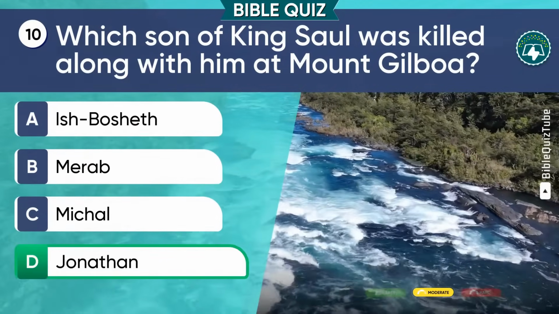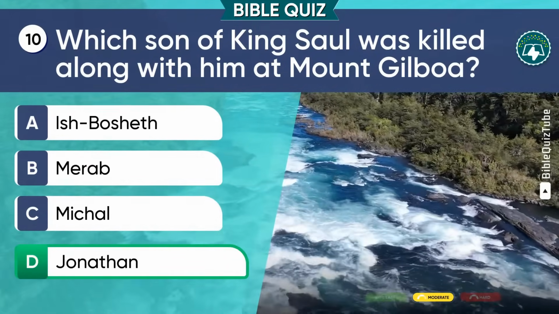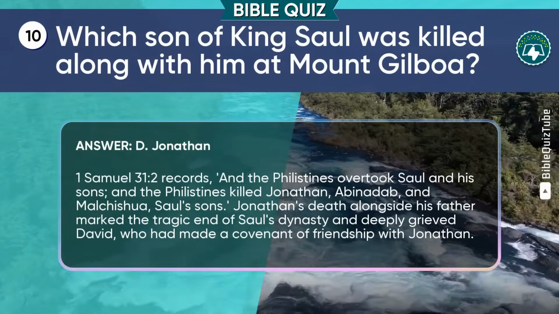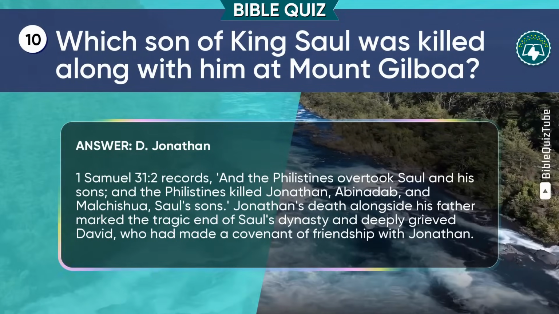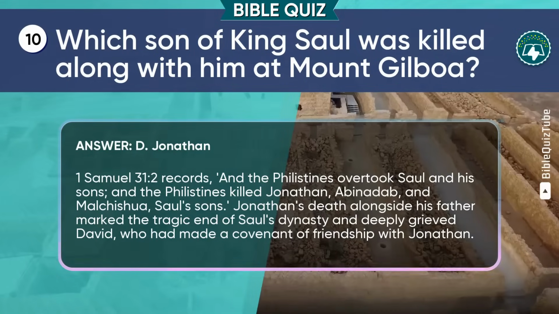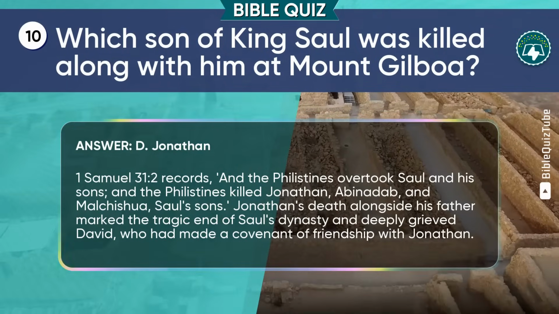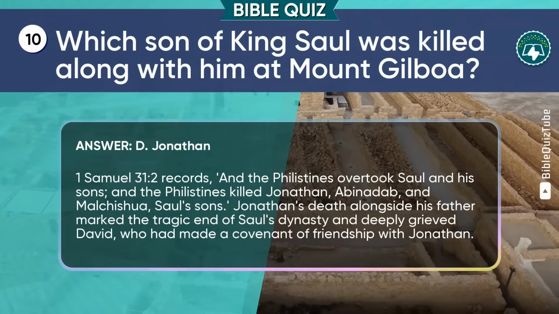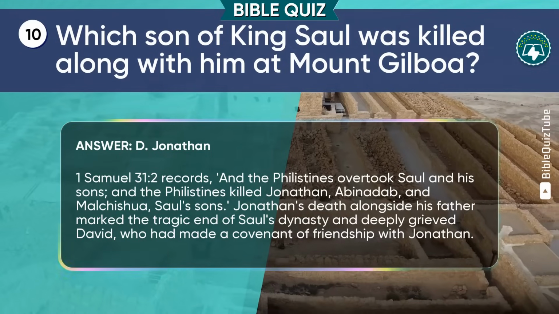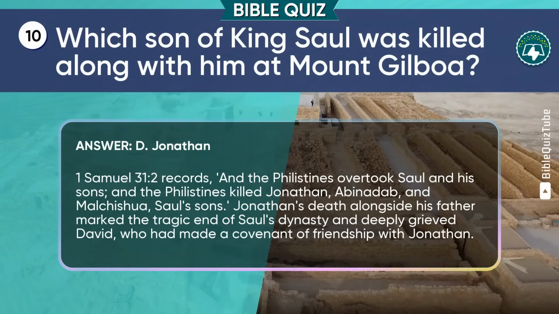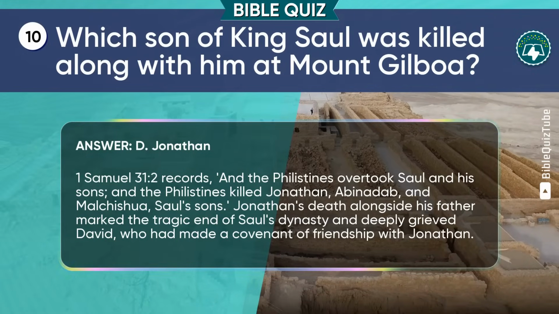The correct option is D. Jonathan. The explanation. 1 Samuel chapter 31 verse 2 records, "And the Philistines overtook Saul and his sons, and the Philistines killed Jonathan, Abinadab, and Malchishua, Saul's sons." Jonathan's death alongside his father marked the tragic end of Saul's dynasty and deeply grieved David, who had made a covenant of friendship with Jonathan.